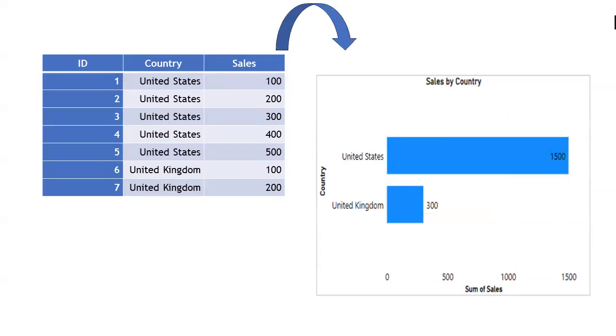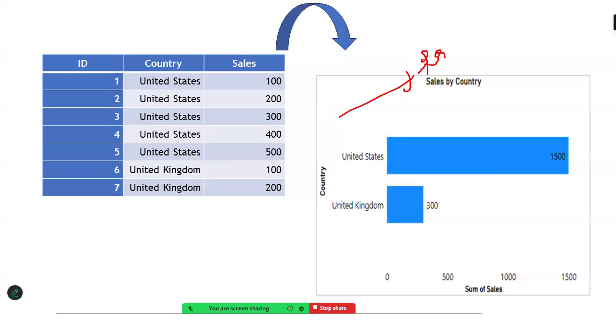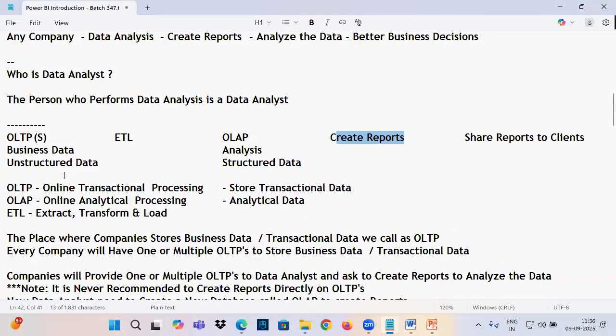So now, when I share this visual with my company people, they said yes, this visual is perfectly right. We are doing business in 2 countries, United States and United Kingdom. United States is the place where we do more sales. United Kingdom has less sales. They can do some analysis here, right? I hope you guys understand.